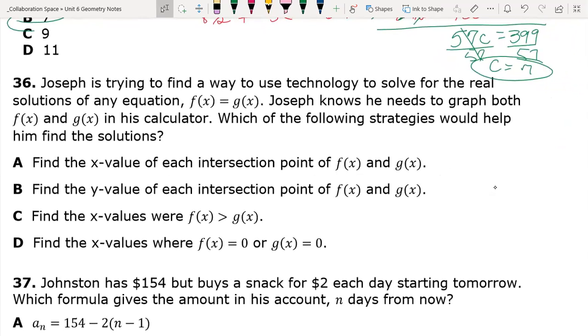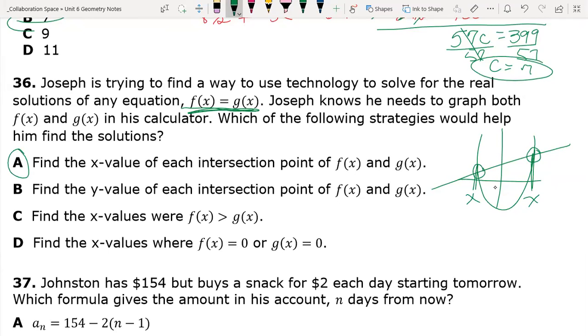Well, when we graph 2 equations on the calculator, let's say one of them was a parabola that goes like that, and another was a line, then the solutions would be these intersections, and the solution for this equation here is just the x value of those positions. So that means that in this list of answers, A is the right answer because we're trying to find the x value of each intersection point.